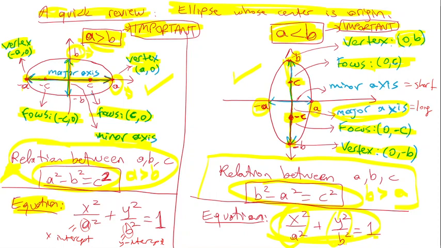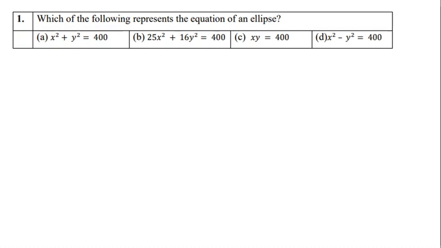So let's do some exercises. Which of the following represents an ellipse? The equation of an ellipse has to be this way, like x squared over a squared plus y squared over b squared equal to 1. Here we don't have to write squares. Indeed, these can be any positive number. Any positive number is fine here, and any positive number is fine here.